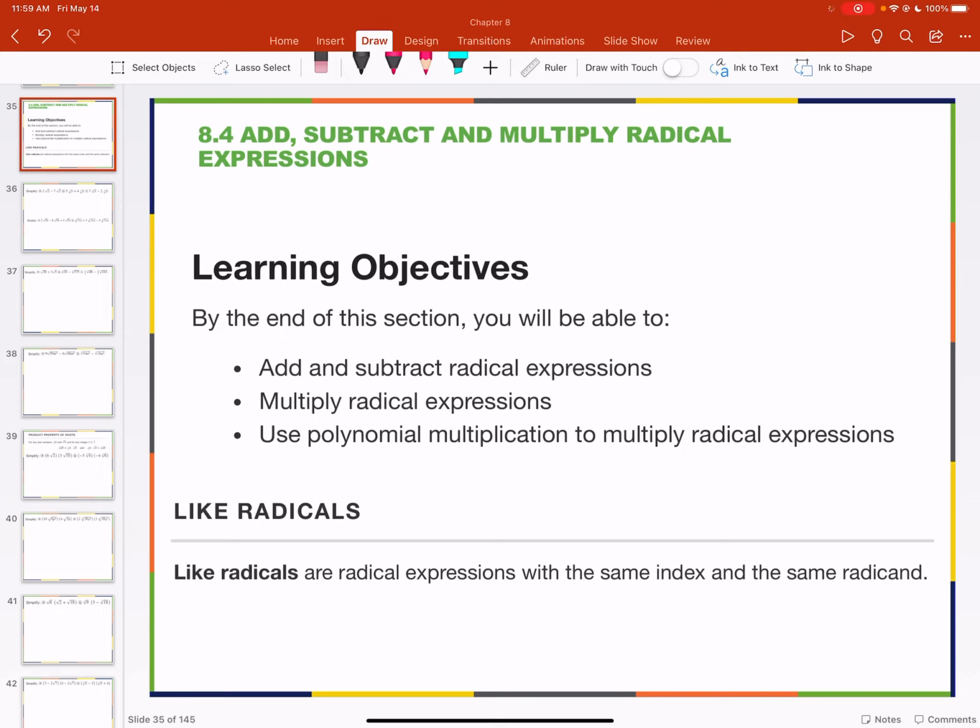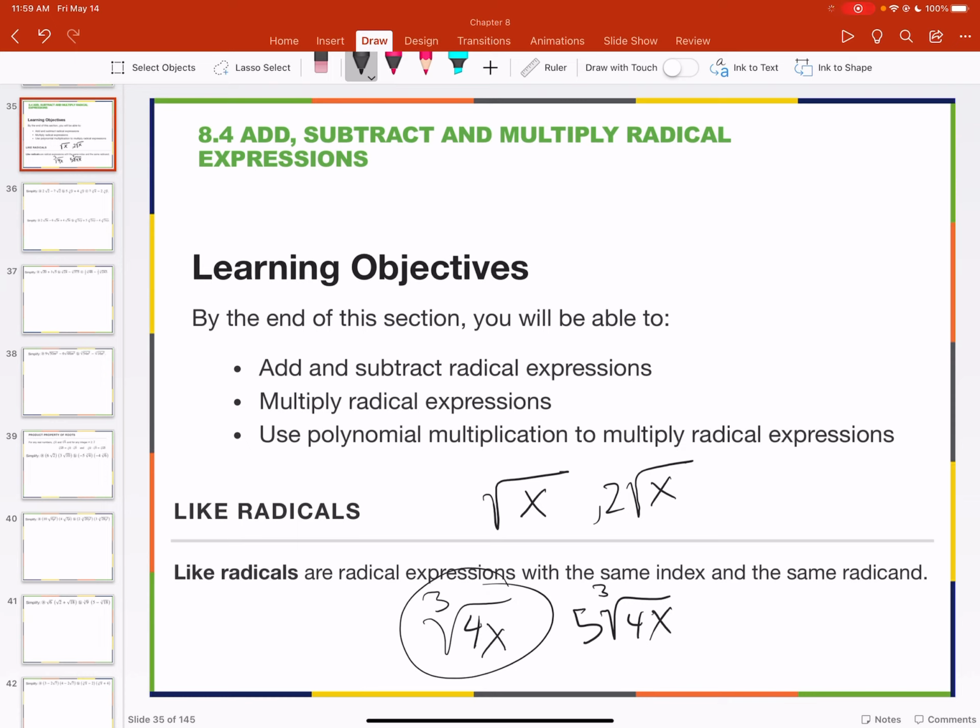So what are like radicals? We need to define that first. Like radicals are roots that have exactly the same thing inside the radical. Let's say, for example, you have cube root of 4x. Then a like radical would be 5 cube root of 4x. Notice that it's exactly the same.